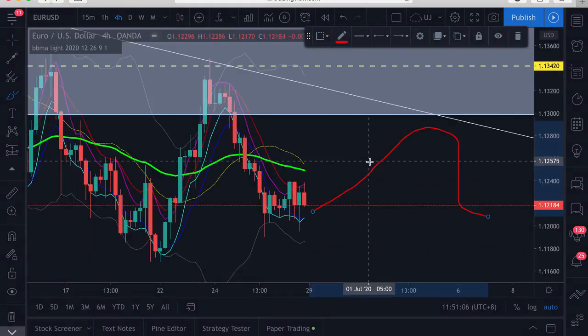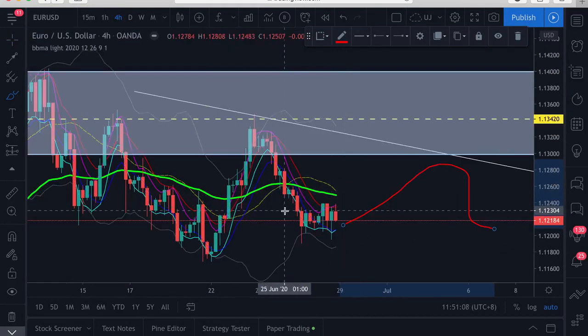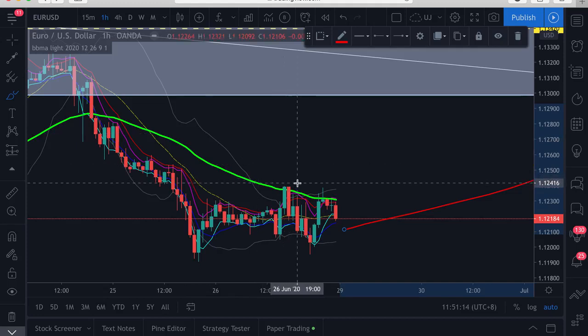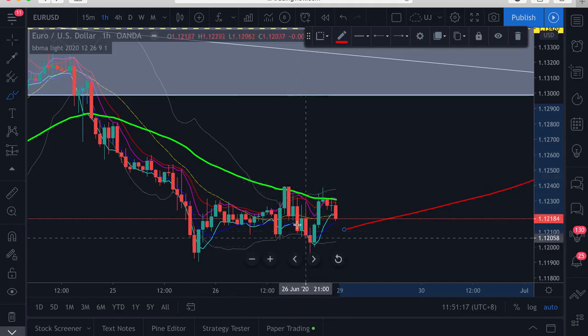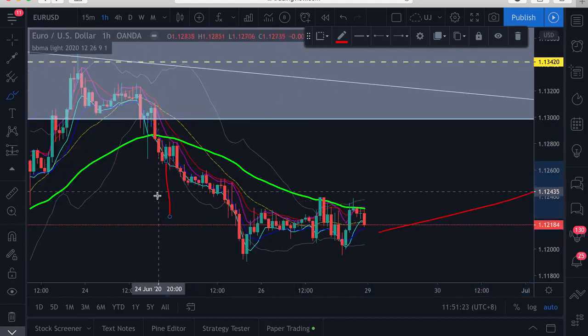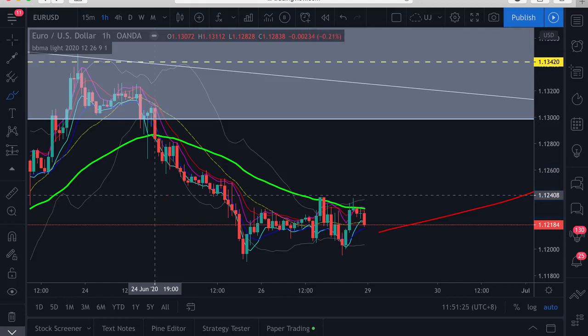So on H4, we can see that price has been at the re-entry sell, and on H1, of course, we have seen a CSM sell after this extreme sell. So our bias on EURUSD is weak for now, until the DXY is getting weak, because EURUSD has a strong opposite correlation with the DXY.